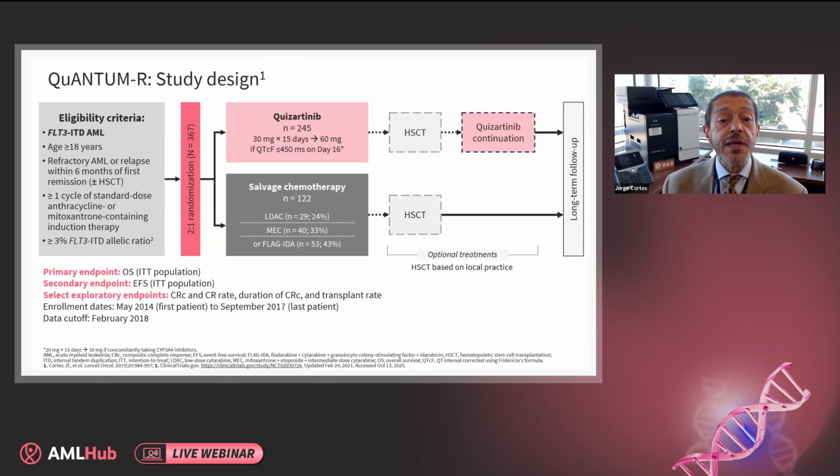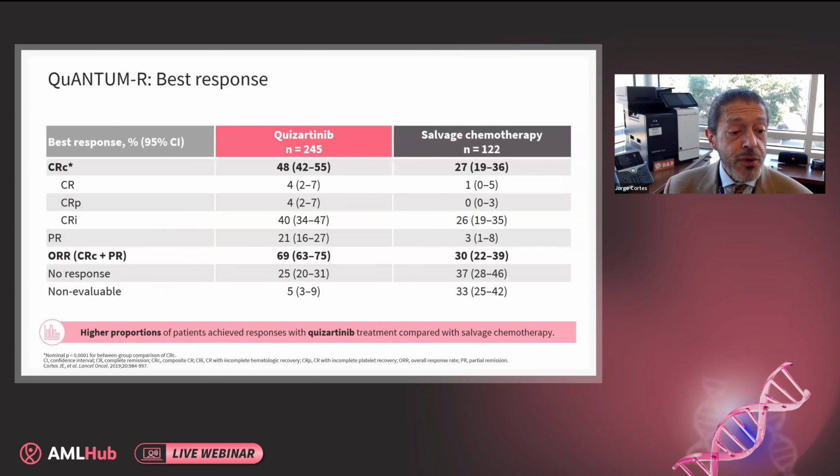And in the next slide, we can see that the primary endpoint, well, first let me show you the response rate. And as you can see, the response rate, the CRc, the composite complete remission that includes CR, CRp, and CRi, was significantly better for patients treated with quizartinib compared to the chemotherapy. If you throw in there also the PRs, the difference even expands a little bit more in favor of quizartinib.